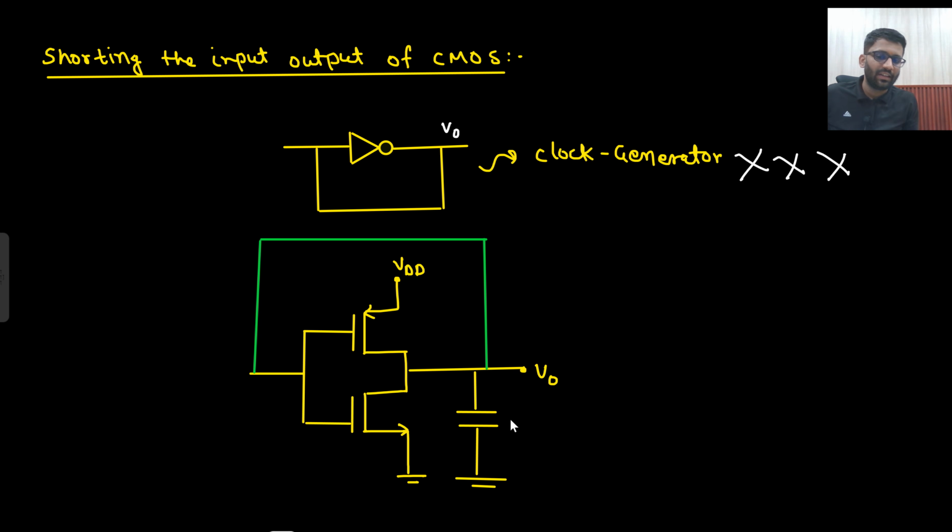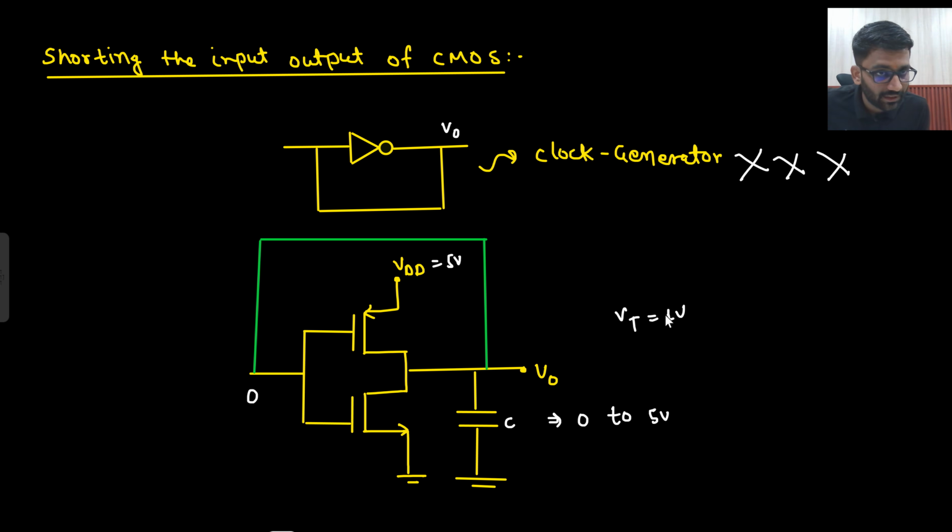What will happen? Initially this capacitor is uncharged, so this 0 will go here. Now if this 0 goes here, the PMOS will turn on. If this turns on, it will charge the capacitor. So now the capacitor voltage will start going up from 0. Did you understand this point? This was 0, this 0 went here, this PMOS turns on, this NMOS is off. Now it starts going up. I am assuming Vt is 1 volt and VDD is 5 volt, so it is going from 0 to 5 volt.